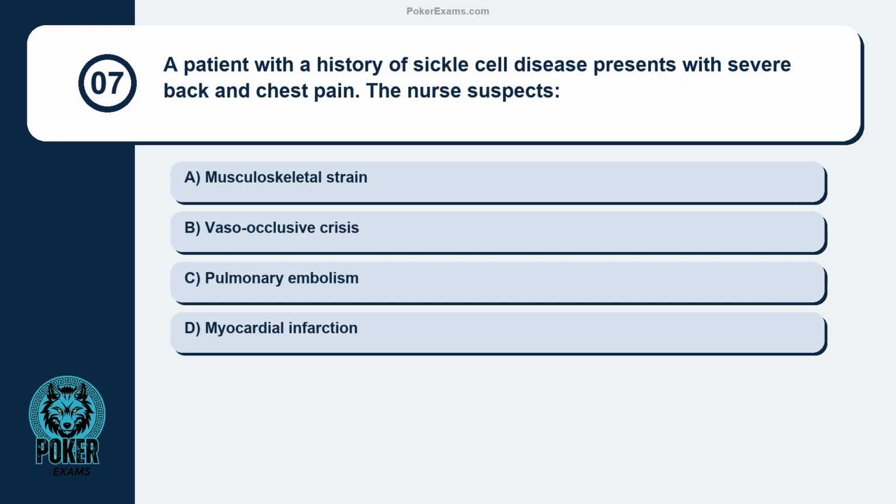Question 7. A patient with a history of sickle cell disease presents with severe back and chest pain. The nurse suspects musculoskeletal strain, vaso-occlusive crisis, pulmonary embolism, myocardial infarction.